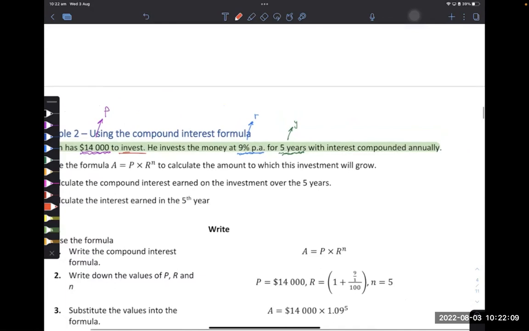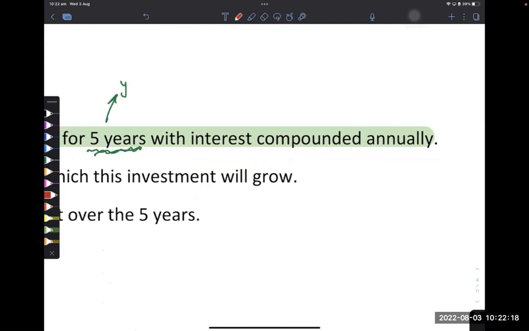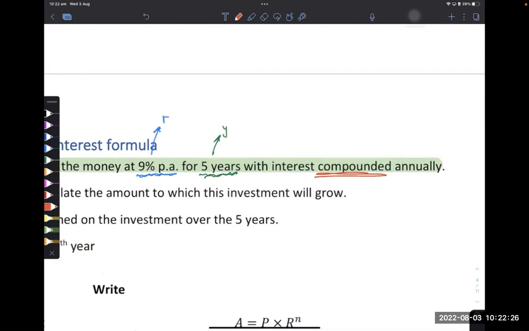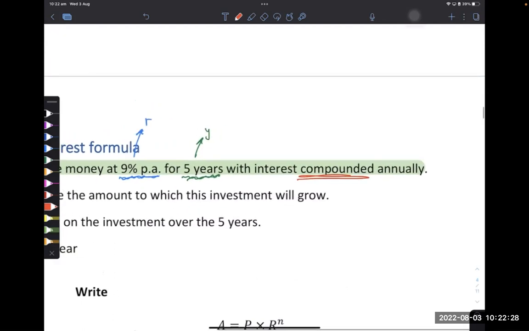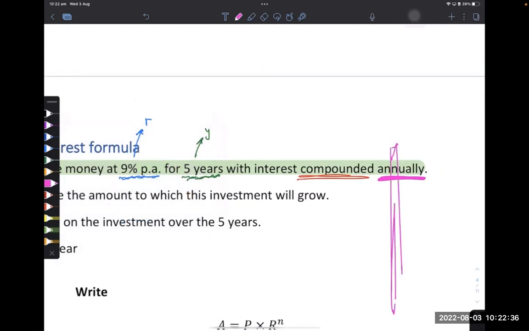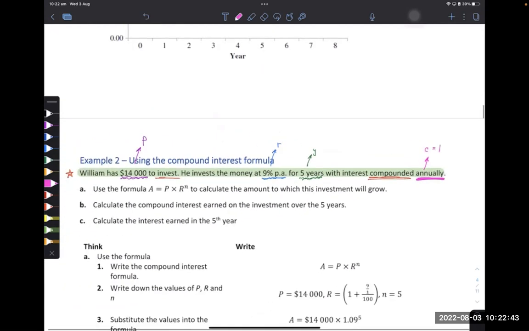Okay, is this simple interest or compound interest? Compound. Where? Compounded annually. Okay, so we need to underline that idea. Thank you. Is there any other keyword? Annually. Okay, so we're going to underline the word annually here. What does the word annual mean? Once a year. So what letter are we talking about? C, correct. And what does C equal to? 1 in this case. Excellent.